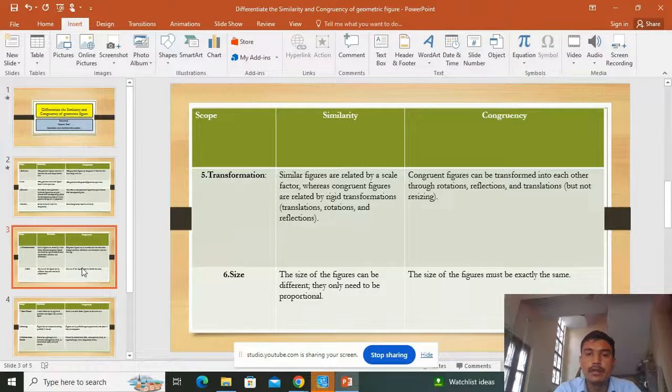Transformation. Similar figures are related by scale factors, whereas congruent figures are related by rigid transformation. Congruent figures can be transformed into each other through rotation, reflection, translation, but not resize. It cannot be resized. यसलाई रिसाइज गर्न सकिन्न, तर सिमिलर फिगरलाई रिसाइज गर्न सकिन्छ.